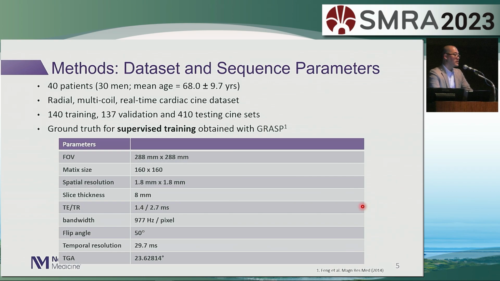These are the parameters and the data set that we worked with. We obtained a multi-coil real-time cardiac cine data set using radial k-space sampling from 40 patients with a mean age of about 68. We purposely split the data so that the testing data set dominates, because we wanted to demonstrate that this network is fairly robust even with a smaller training data set. So we made the ratio tilted toward more for testing. And then we used GRASP, or radial compressed sensing, as the gold standard, along with these other pulse sequence imaging parameters.